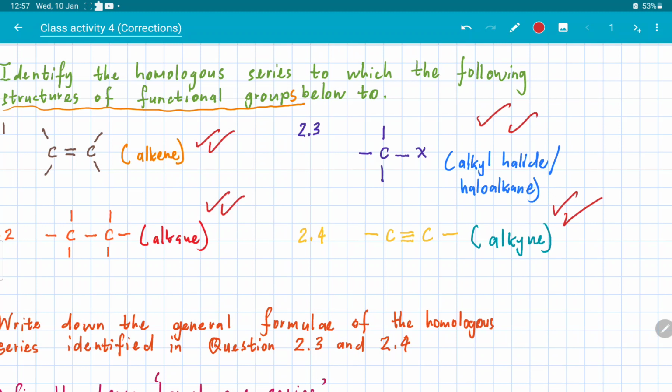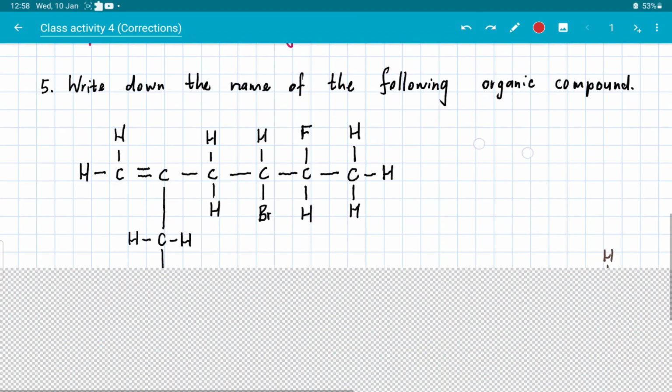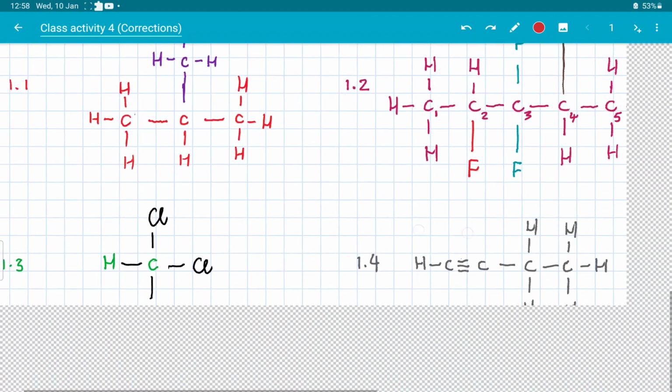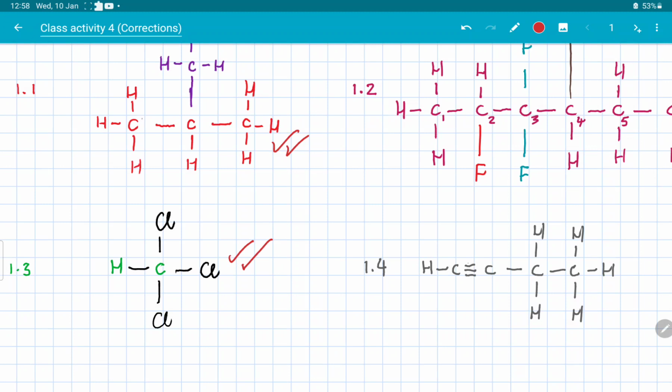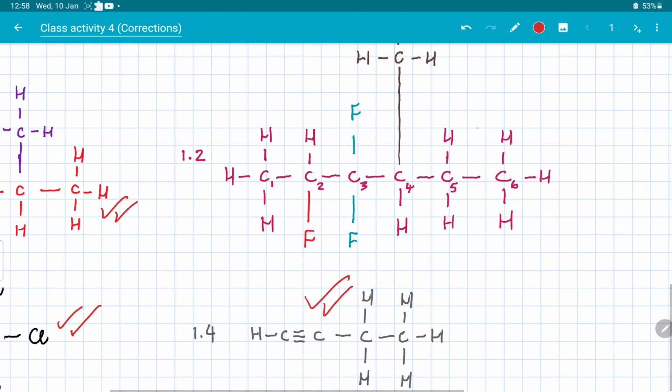You need to be able to recognize and draw structures of functional groups. And when you draw a structure of a functional group, do not place hydrogens here, because the moment you place hydrogens, you are no longer saying all alkenes. Now you are saying a specific one, ethene. So never ever place hydrogens when you draw a structure of a functional group. Before that, let me just mark this so you will be able to see where the corrections are.